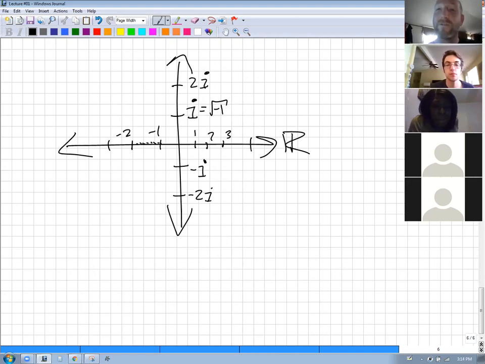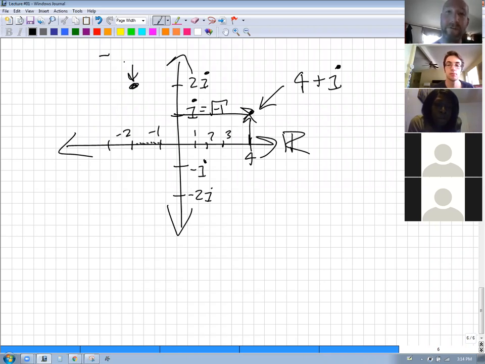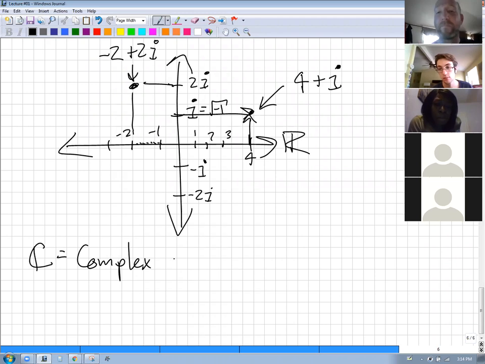So let's say here's 4 and here's i. This number right here in our number plane would be 4 plus i, because here's i, there's 4. And this number here would be negative 2 plus 2i. These are known as complex numbers. The ones that just have i's, those are called imaginary numbers.